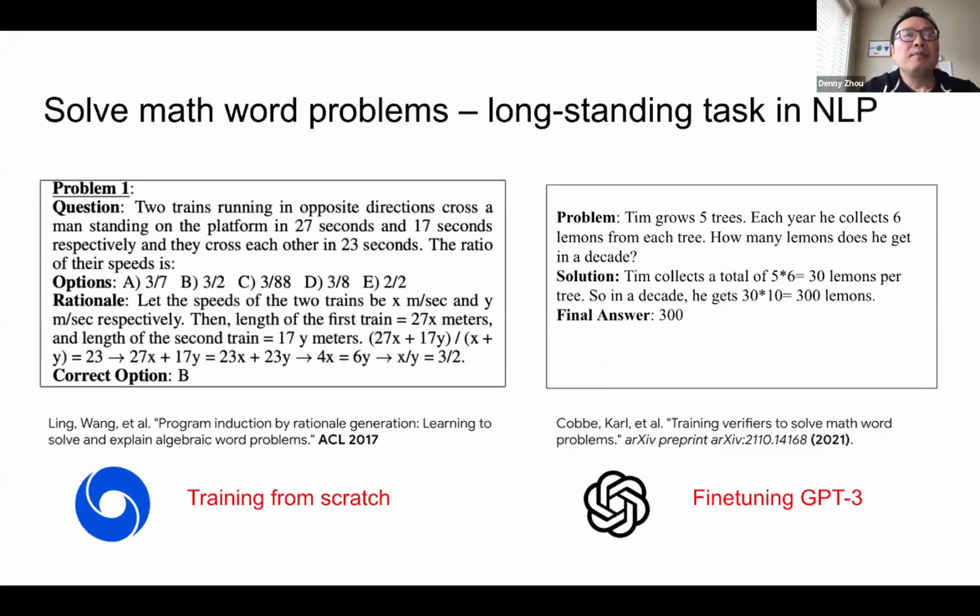Interestingly, a similar idea appeared before. Solving math word problems is a long-standing problem in NLP. Even in 2017, DeepMind published a paper, and they used question, rationale, and answer to construct the dataset. No one did similar work before, and no one did that after, until 2021, when OpenAI picked up the idea and constructed an even larger dataset called GSM8K, grade school math problems, and used that to fine-tune GPT-3.